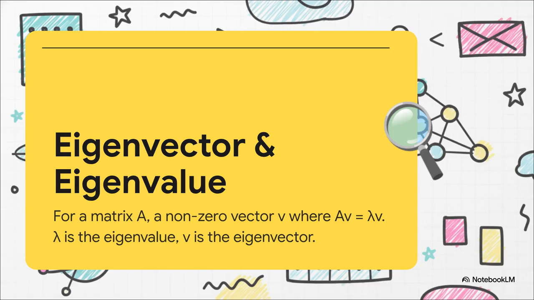It's saying that for some special vectors, we'll call them V, when you apply the transformation A, you get the exact same vector back, just scaled by some number, lambda. The vector's direction doesn't change at all. And that's a huge deal.